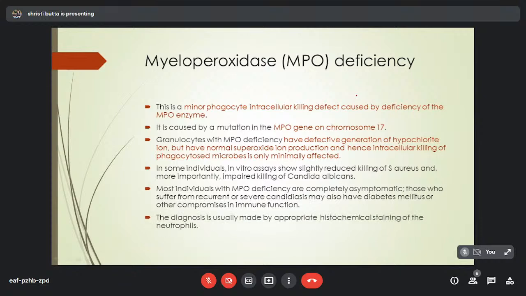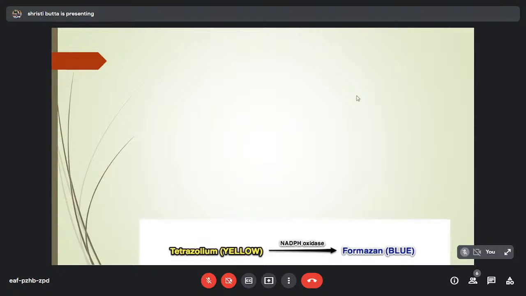The diagnosis is usually made by histochemical staining of the neutrophils, using anti-MPO antibodies. Then we can also do the NBT test, when it's quite close to chronic granulomatous disease. So what do we get in that case?